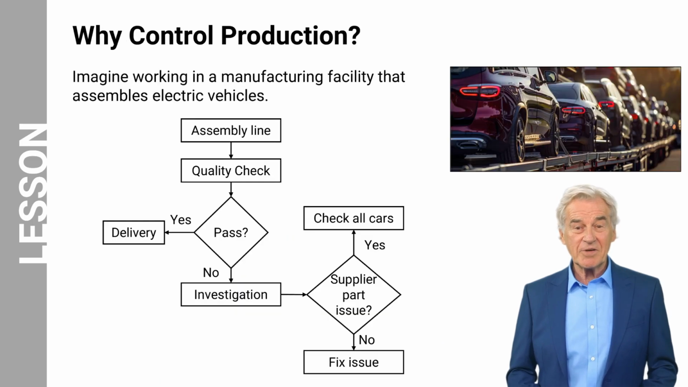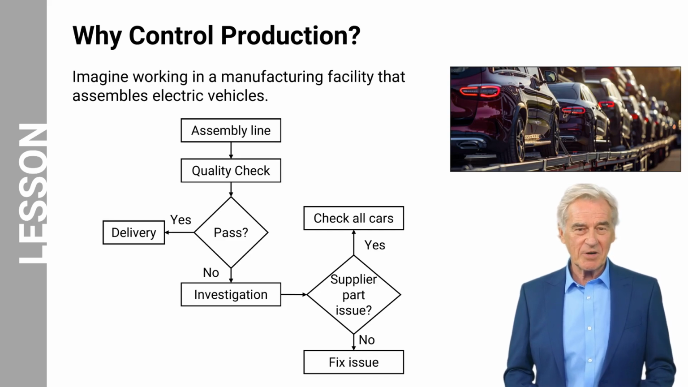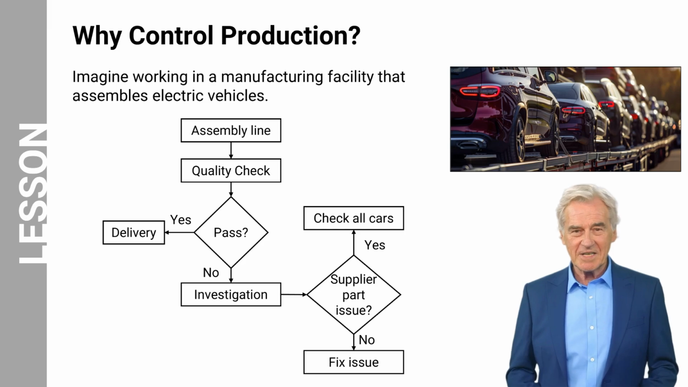To understand the importance of production control, let us consider this situation. Imagine you are working in a manufacturing facility that assembles electric cars. As the finished cars roll off the line, you and a team of quality inspectors check the car to ensure everything functions, and some cars fail to pass the tests. These cars are disassembled, and much time is spent isolating the problem.